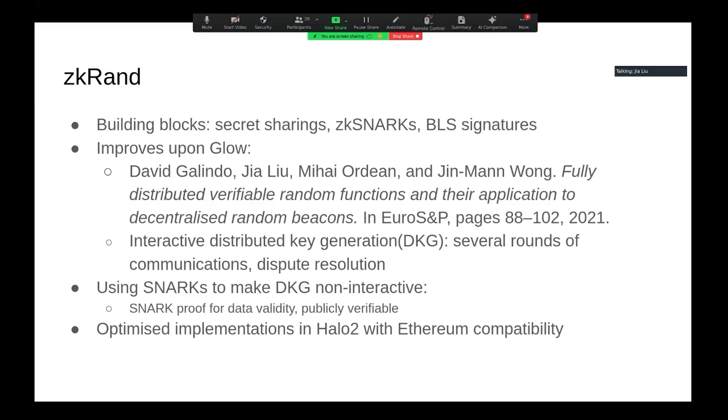We provide an optimized implementation in Halo 2. Halo 2 is a PLONK-style zero-knowledge proof, and our implementation is compatible with Ethereum. We implemented the protocol using the BN curve, and that's the only one that has precompiles in the EVM. So we can deploy our protocol on-chain, and Web3 applications can have access to the random outputs through a Solidity contract.